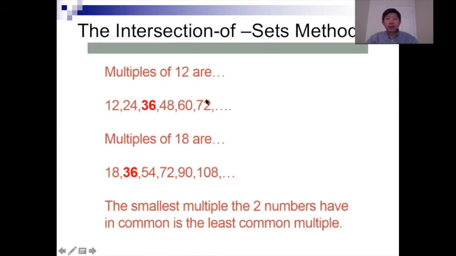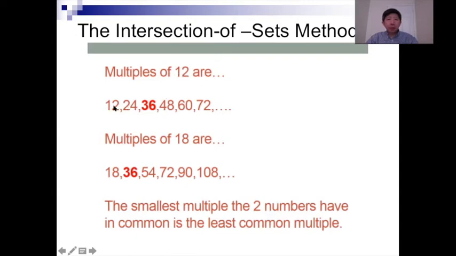We have 4 different methods we can use to find the LCM. LCM means least common multiple. The first method we will use is called the intersection of sets method. Let's say I want to find the LCM for 12 and 18. So, the multiples of 12.